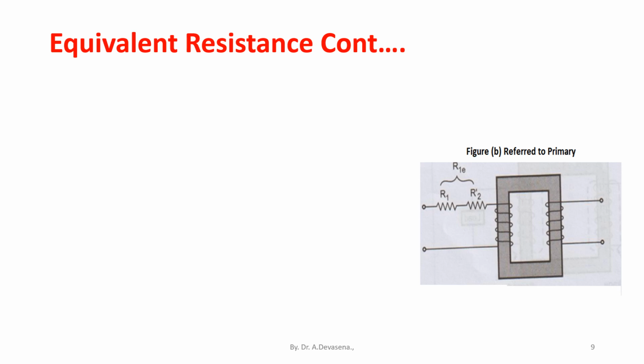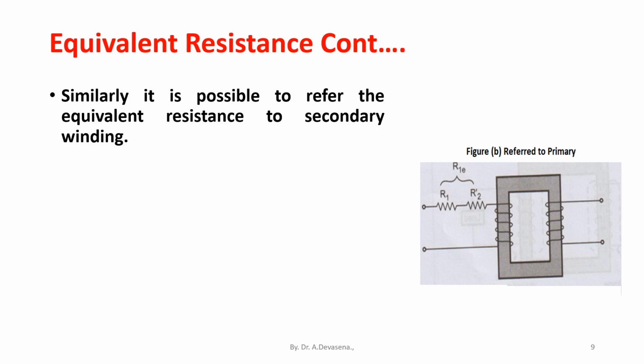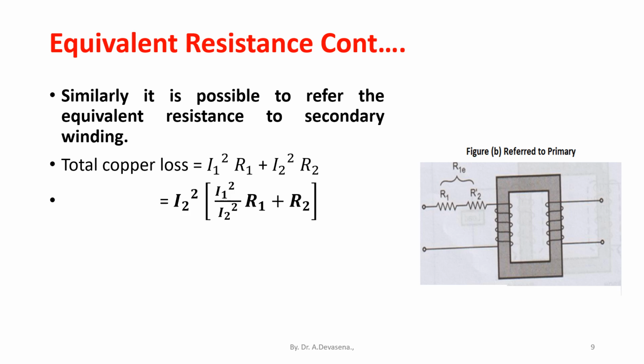Similarly, it is possible to refer the equivalent resistance to the secondary winding. Total copper loss is equal to I1 square R1 plus I2 square R2. If we take I2 square as common, it is I2 square open bracket I1 square by I2 square R1 plus R2. That is I2 square open bracket K square R1 plus R2. Consider this as equation 7.